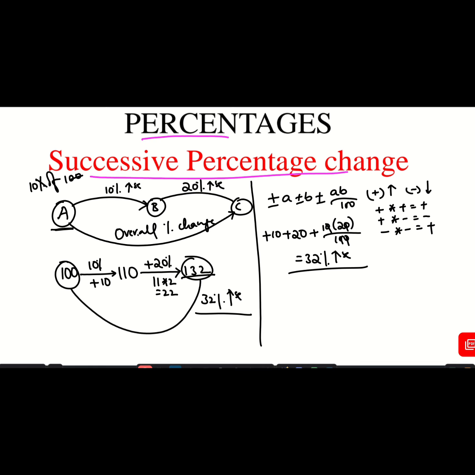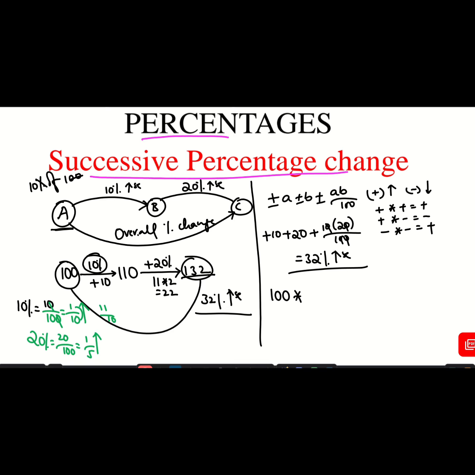Okay, so what is the other method? The other method: initial value is 100. Next, 10 percentage is increase. How can we write 10 percentage as a fraction? 10 percentage can be written as 10 by 100, the zeros are cancelled, 1 by 10. Increase is nothing but the sum of numerator and denominator. Sum of numerator and denominator will be equal to 11, denominator will be equal to 10. And 20 percentage will be equal to 20 by 100, which can be written as 1 by 5.